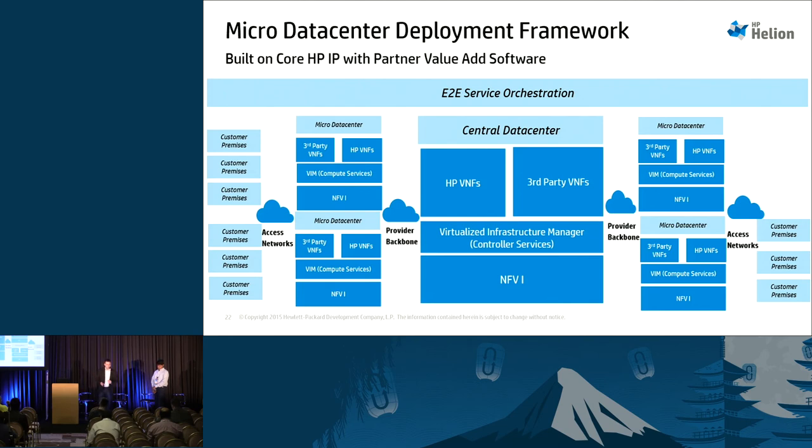So the idea is that you put your central data center where your shared services are running, and those shared services quite likely are going to be very operator specific. But then you're going to have some local services running at the micro data centers, at a minimum having a local copy of the Neutron and Nova services running.